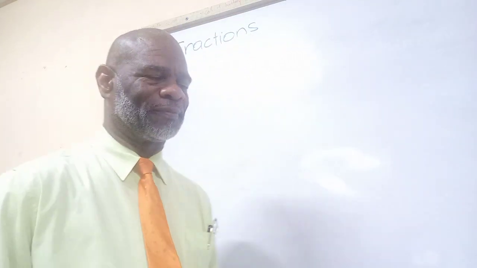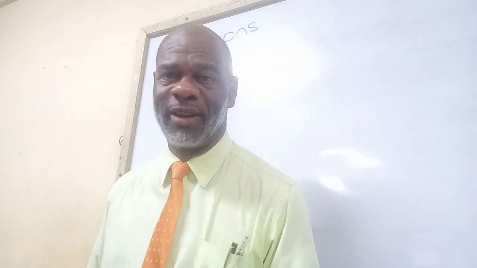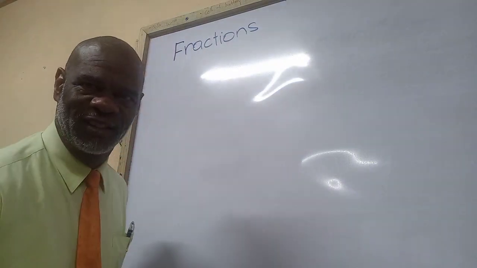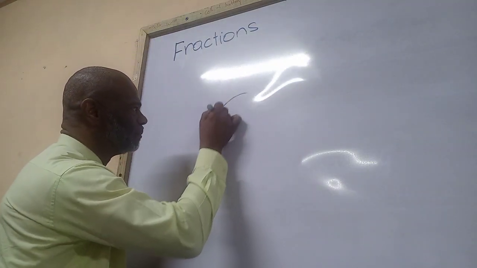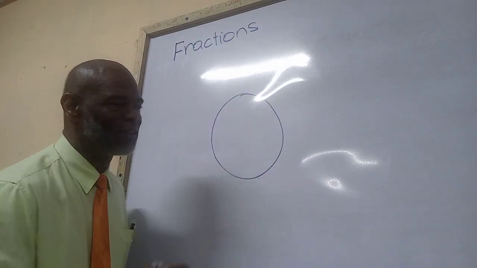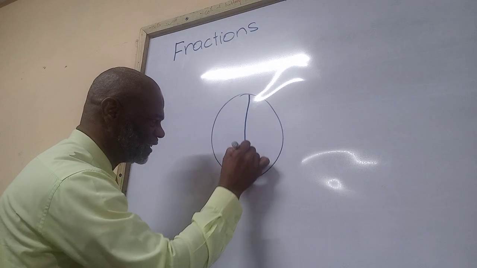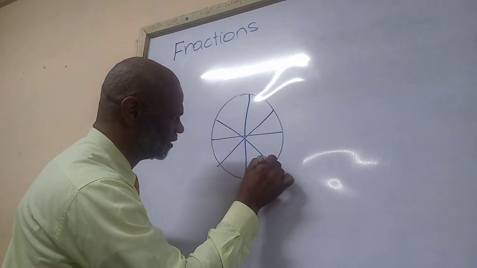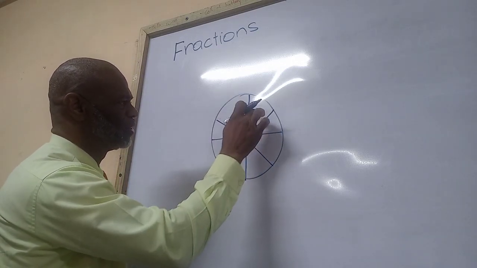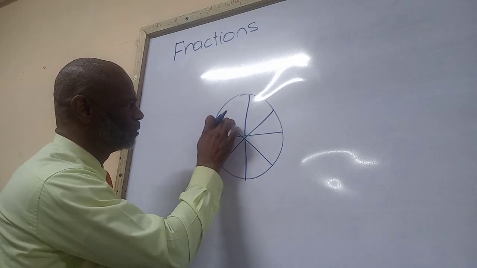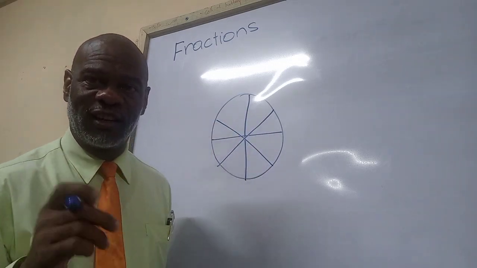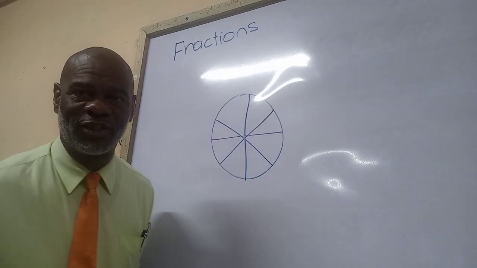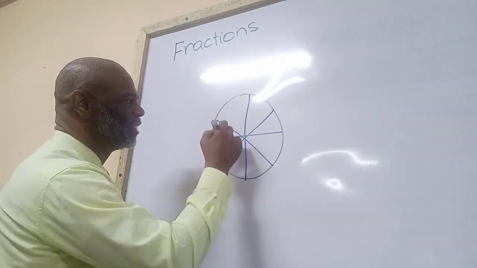Now, I know that many of you might like pizza. Let's say I have a pizza. This is my pizza. Hope you can see that. If I divide my pizza into 8 parts, 1, 2, 3, 4, 5, 6, 7, 8. So, if I divide the pizza into 8 equal parts, I have 8 parts.